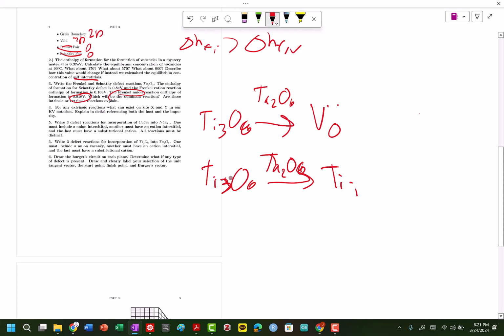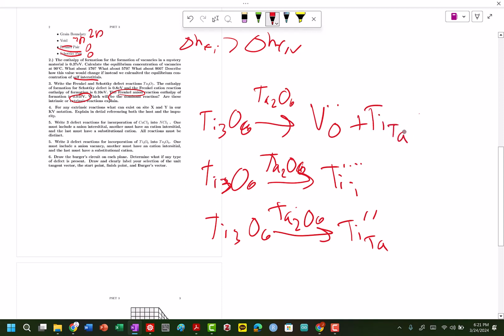So oxygen is going to be -12, so Ti needs to be +4. So it needs to be 1, 2, 3, 4. And then we're going to have a substitutional cation, so Ti3O6, Ta2O6. So then I need a Ti where a Ta should be. That's going to be a +6 to a +4, so that's going to be a -2. All right, let's get at it. So I'm going to use Ti where a Ta should be. So that is going to give me a -2.